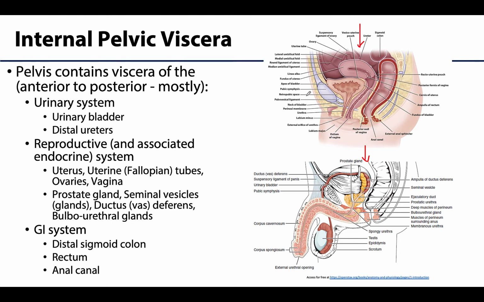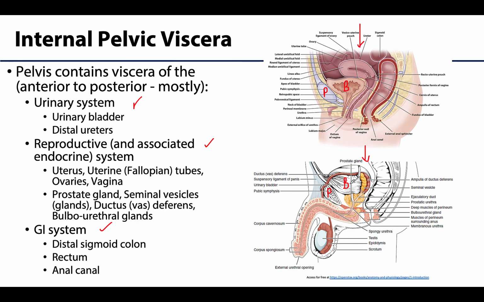The internal pelvic viscera can be divided into three major systems: the urinary, the reproductive and associated endocrine systems, as well as, of course, the gastrointestinal system. And they are mostly organized in this same order, from anterior to posterior, with some of the reproductive organs being better described as inferior rather than intermediate in placement. So urinary system viscera tend to be more anteriorly placed, with the urinary bladder located just posterior to the pubic symphysis. Here's the pubic symphysis on this image, and here is the bladder in both of these images. And of course, you also have those distal ureters entering the bladder on its posterior surface.